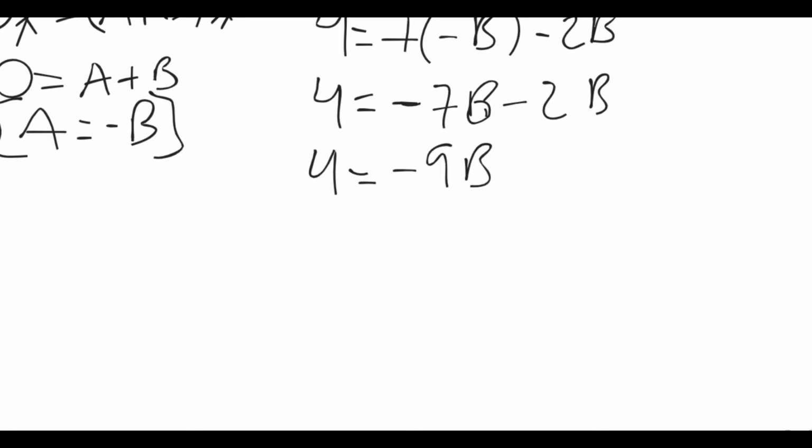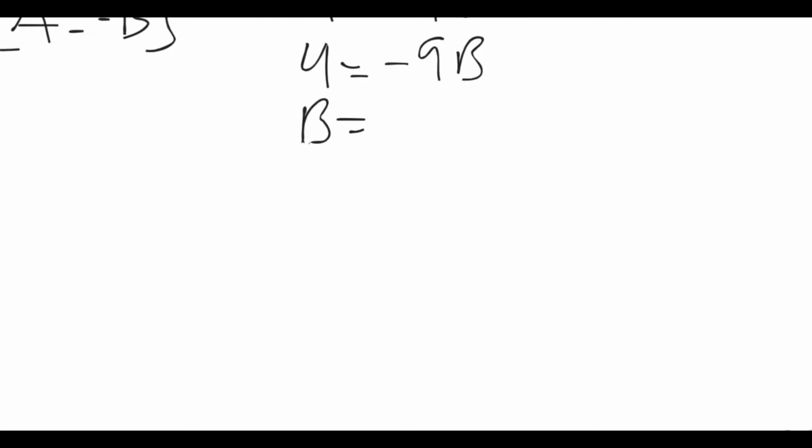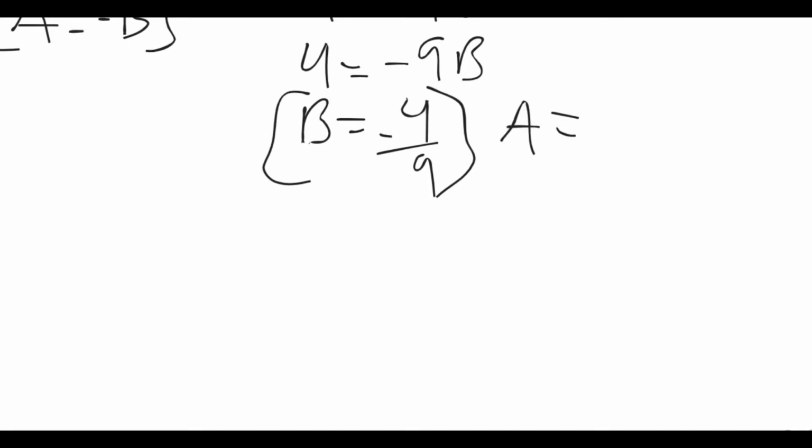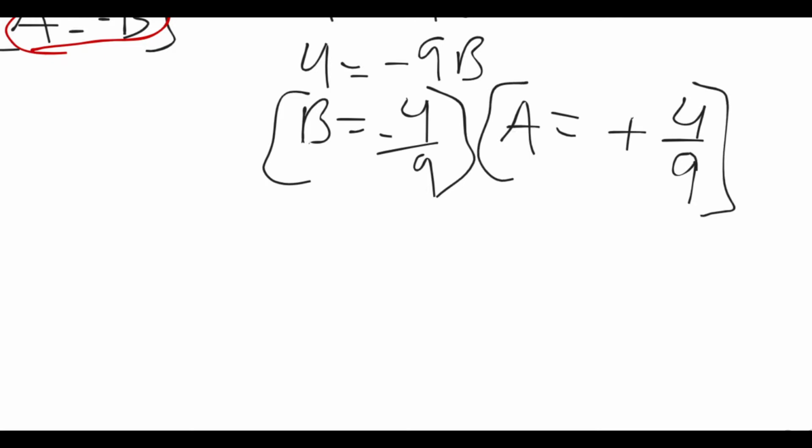And then we solve for b. We get b is equal to negative 4 over 9. So this is our b. And what's our a? Our a is the opposite sign. So because of this equation right here, our a is simply equal to plus 4 over 9. So these are the two values that we have.